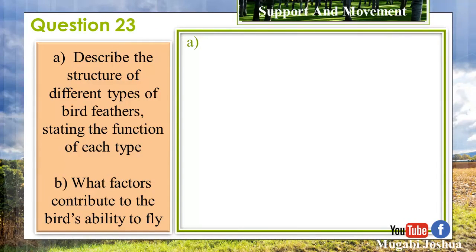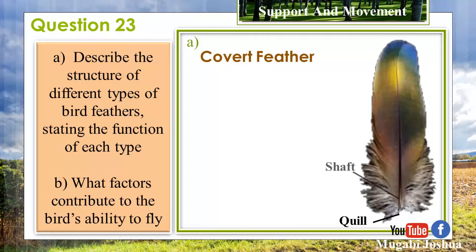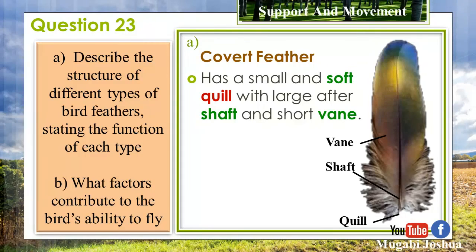Let's now look at another type of feather, the covert feather. If you look at your covert feather, you will see that it has a small and soft quill with a large aftershaft and a short vane.